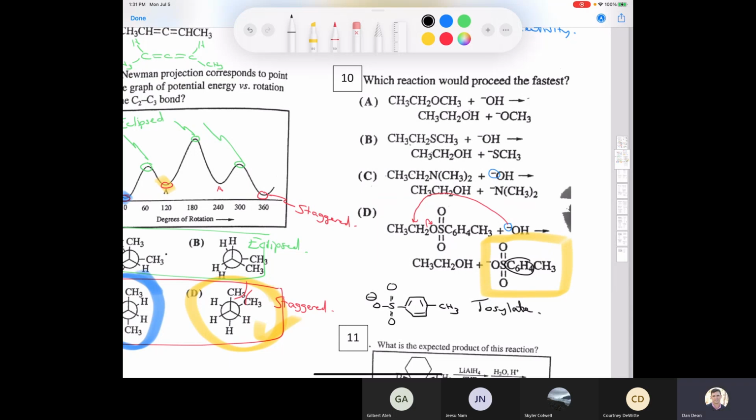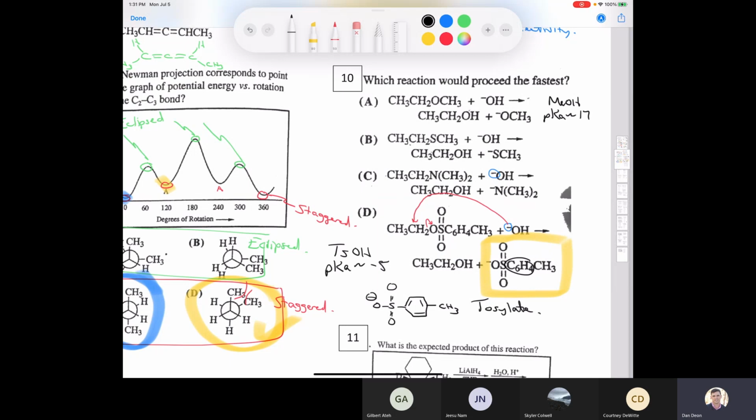Exactly, it's going to be D. Why? Because the tosylate is the conjugate base of the strongest acid, right? Toluene sulfonic acid, so TsOH, has a pKa that's around -5. So it's a really strong acid. Whereas the conjugate acid of methoxide is methanol, which has a pKa of around 16, 17.